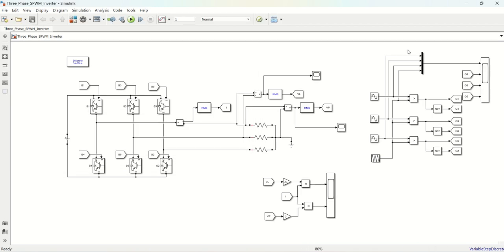So this is about the three-phase inverter. Next class, in the next videos, we are going to see the experiments. Okay, good luck, good night.